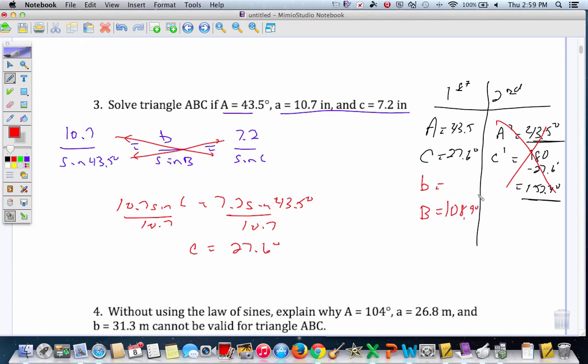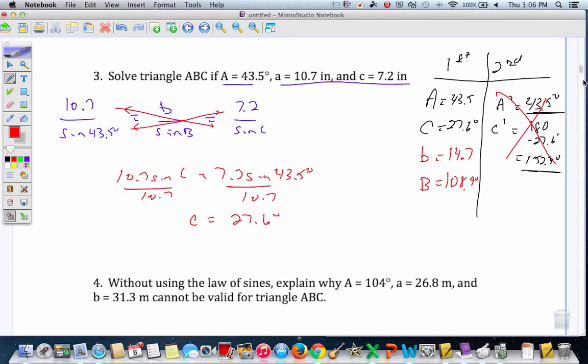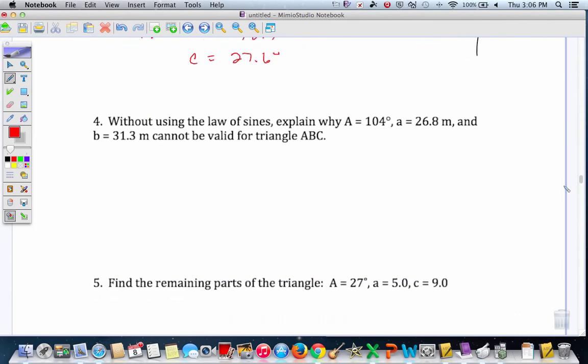triangle for side B and angle B. I'm just going to plug those in very quickly. Angle B would be 108 degrees and 9 minutes. When I add these two together and subtract from 180, side B would be about 14.7. So you see an example with one triangle, with two triangles, and with no triangles as we move forward here. So let's take a look at our next example here.